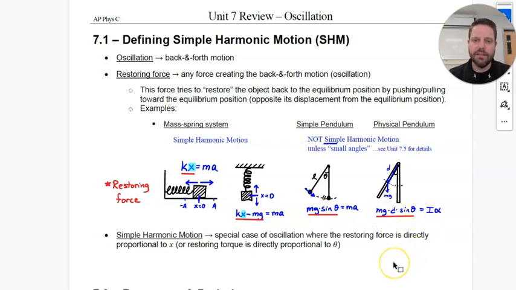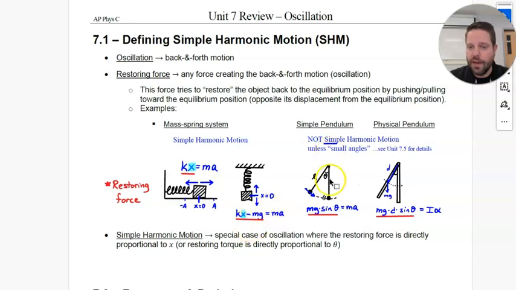Now, if we look at these cases, simple harmonic motion would mean the restoring force is directly proportional to x, or if it's a restoring torque, as the case with physical pendulums, it would be directly proportional to theta. So here we have Kx is directly proportional to x, and this is simple harmonic motion. Over here where we have gravity involved, it's still a linear relationship with x, and it's still simple harmonic motion.